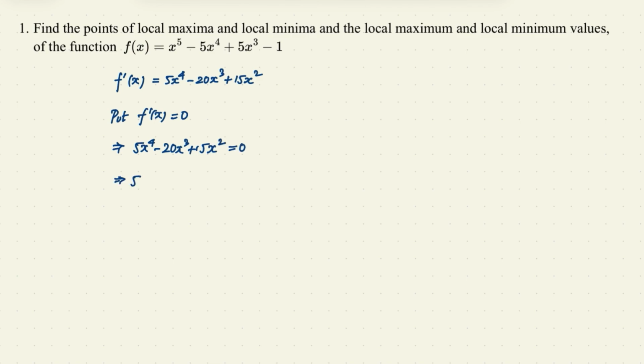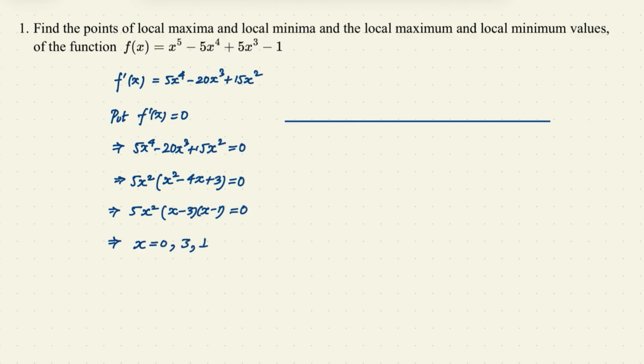Taking out 5x square common, we will have x square times (x square minus 4x plus 3) equals 0. Now let us factorize, then we will get x square times (x minus 3)(x minus 1) equals 0. Now from here we will get the values of x as 0, 3 and 1. So let us make our real number line and mark 0, 1 and 3.